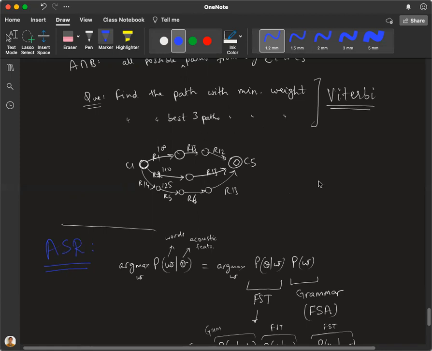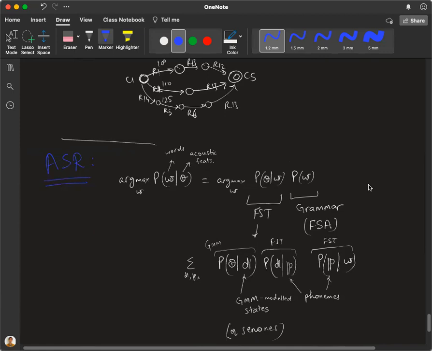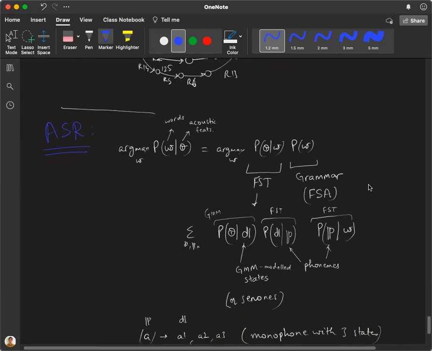So let's say the weight on one path is the minimum, then the second minimum, then the third minimum, or in increasing order. So these are finite state machines. Now we want to apply them to the automatic speech recognition problem. So how do we do that?